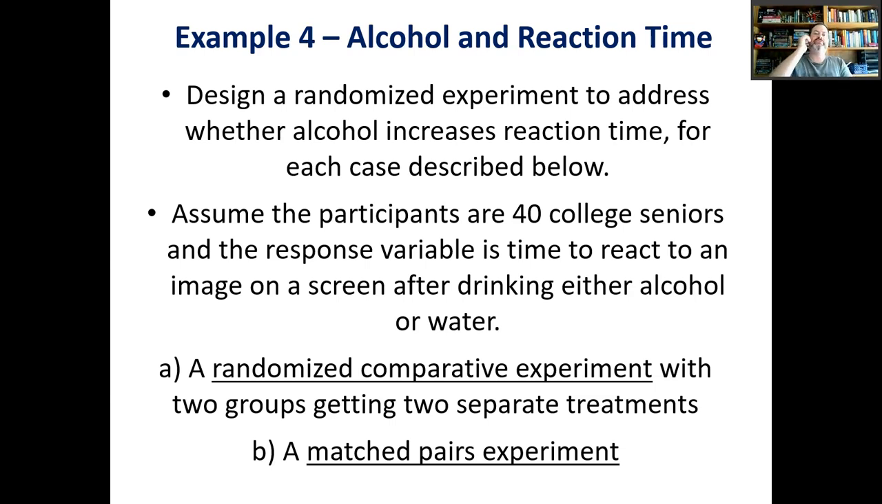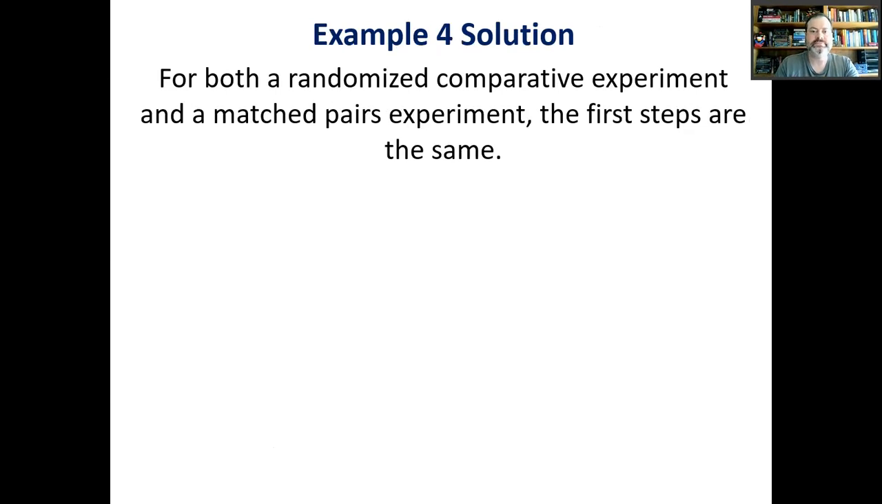All right, so we have 40 college seniors. We need to split them into two groups. How should I do that? For both a randomized comparative experiment and a matched pairs experiment, the first steps are the same. First thing we have to do is create two groups. So how are we going to do it? Well, we're going to use our trusty calculator, right?